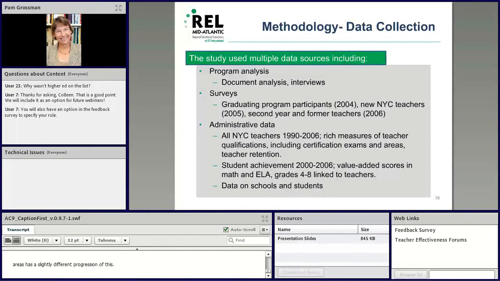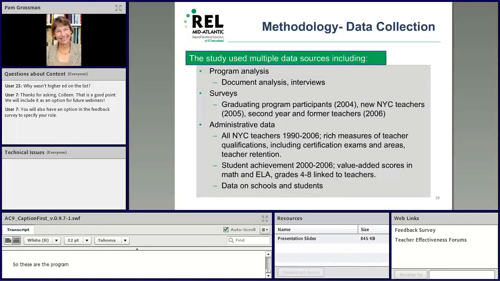So let's talk a little bit about the data sources that we used for this. One of the things that we did was to collect data directly from the different programs that we were studying. We collected their syllabi, their course descriptions, and all of their information about their field placement and the places they placed student candidates. But we also interviewed the program directors and directors of the field experience to get more data on the features of that particular program. So these are the program data.